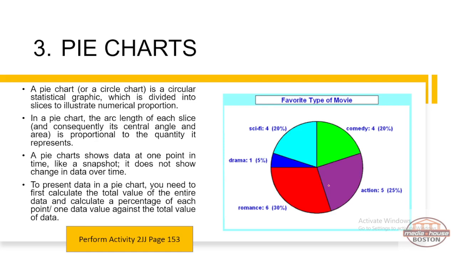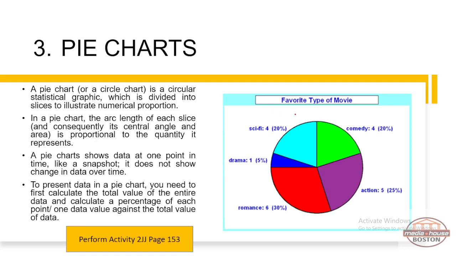It continues to say that to present data in a pie chart, you need to first calculate the total value of the entire data and calculate a percentage of each point, which is one data value, against the total value, to identify the percentage or the proportion of that data against the total data collected. Then you can plot your graph.